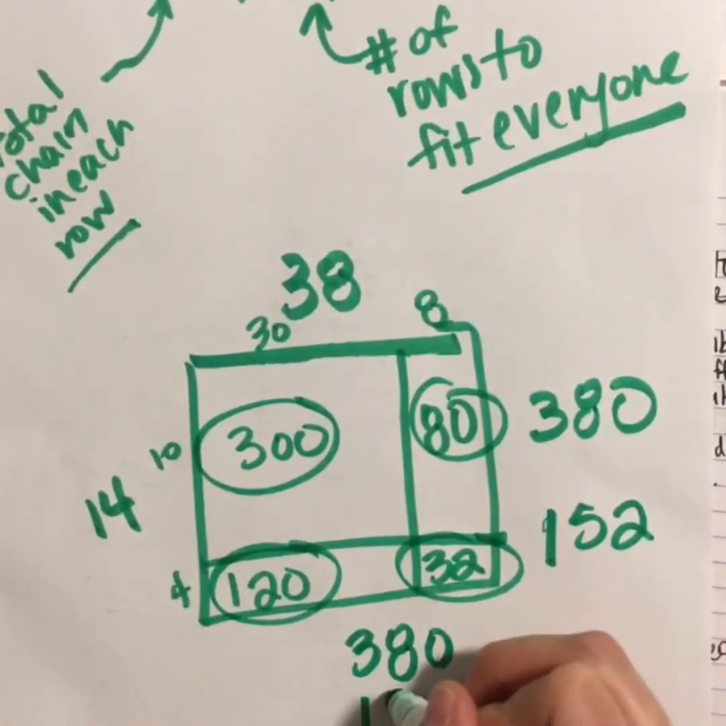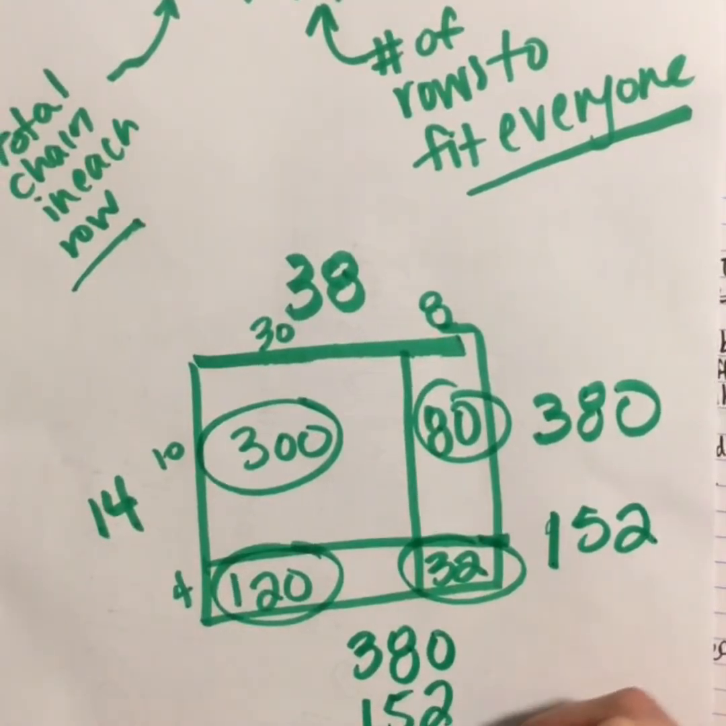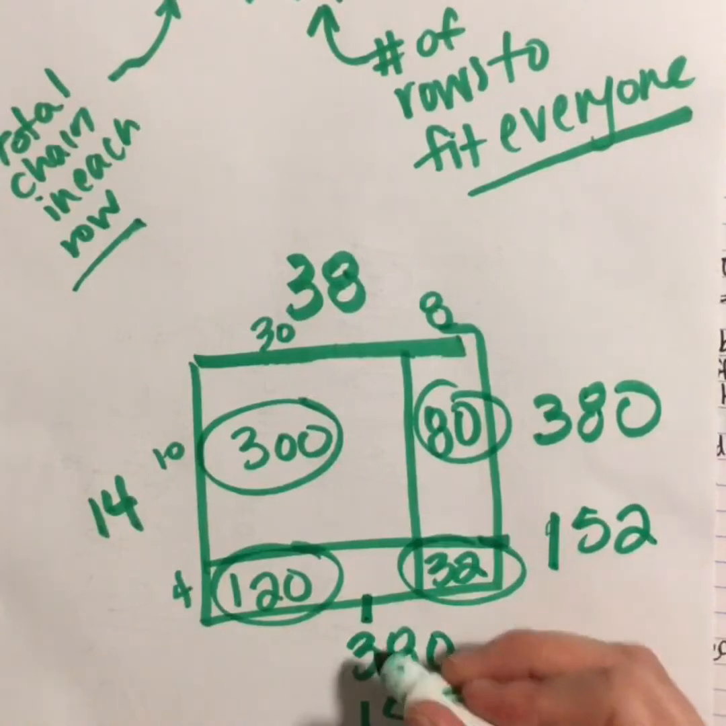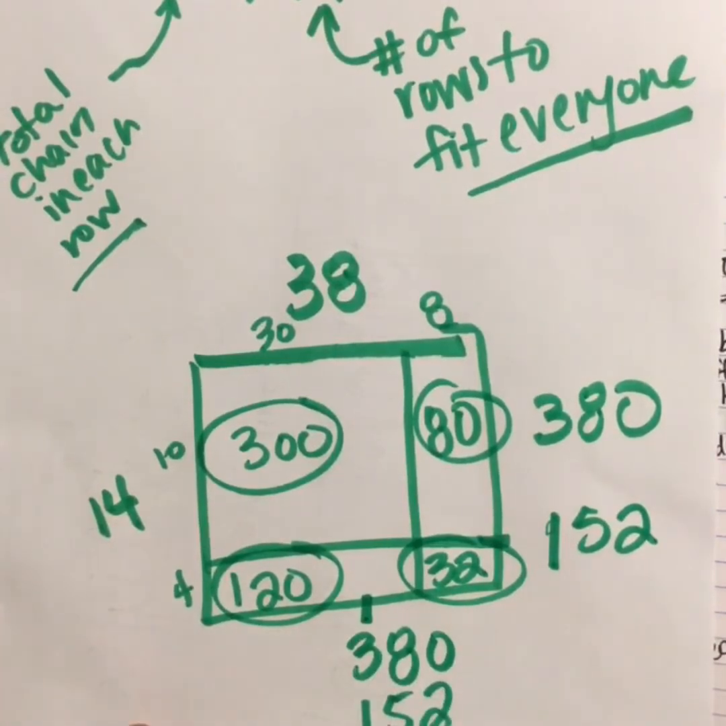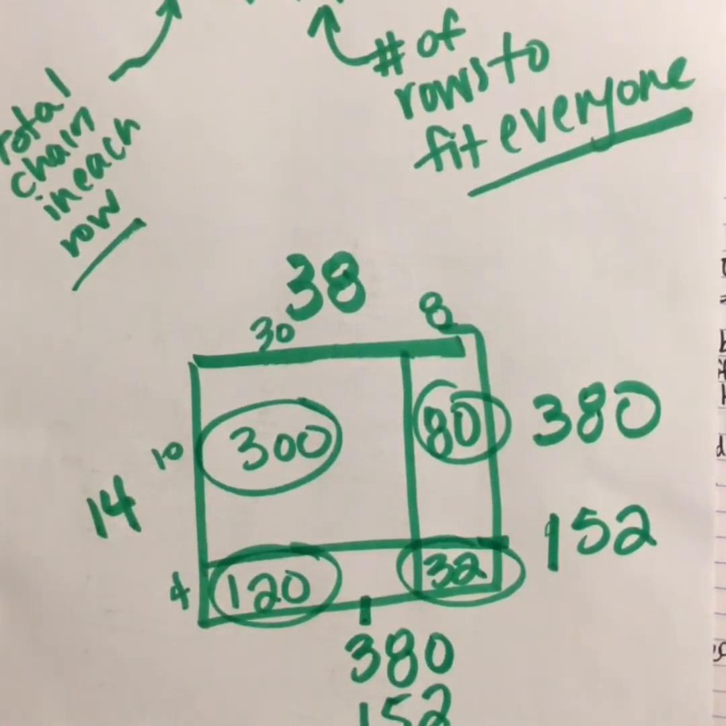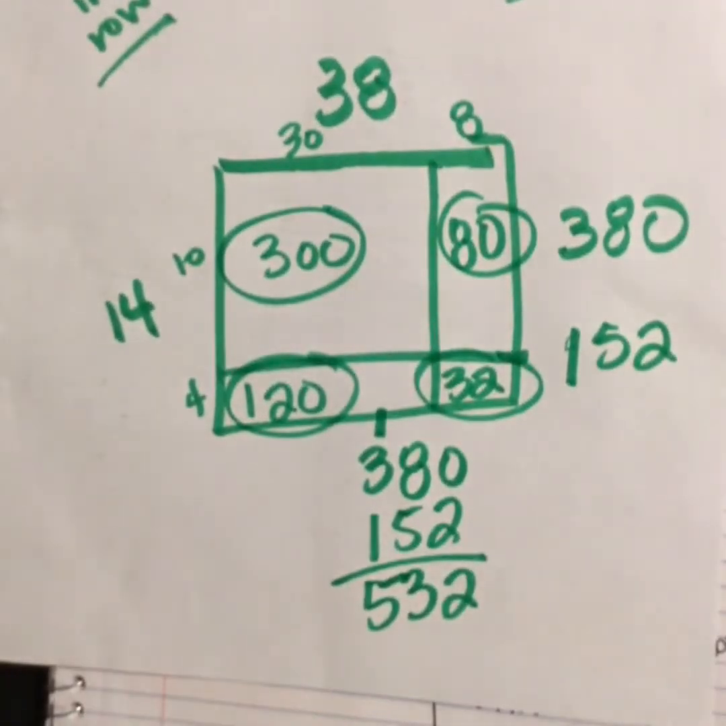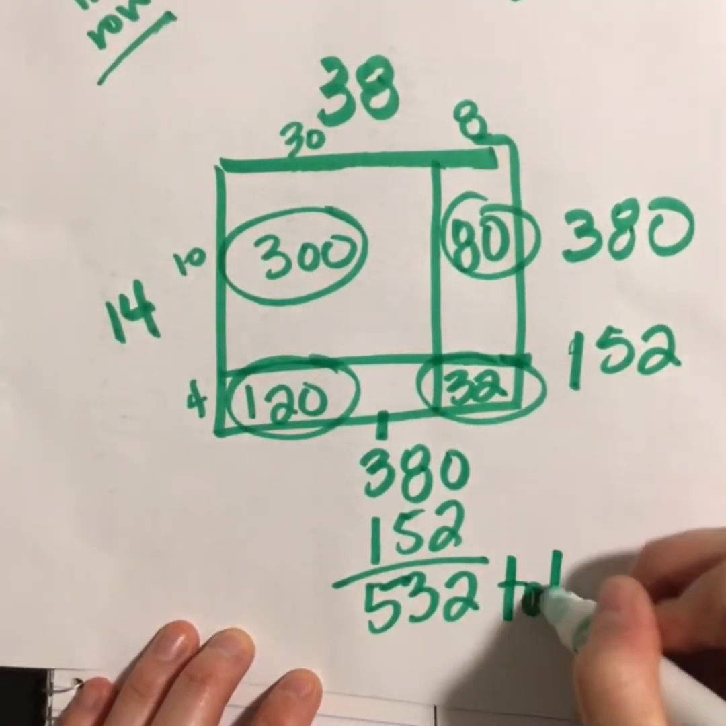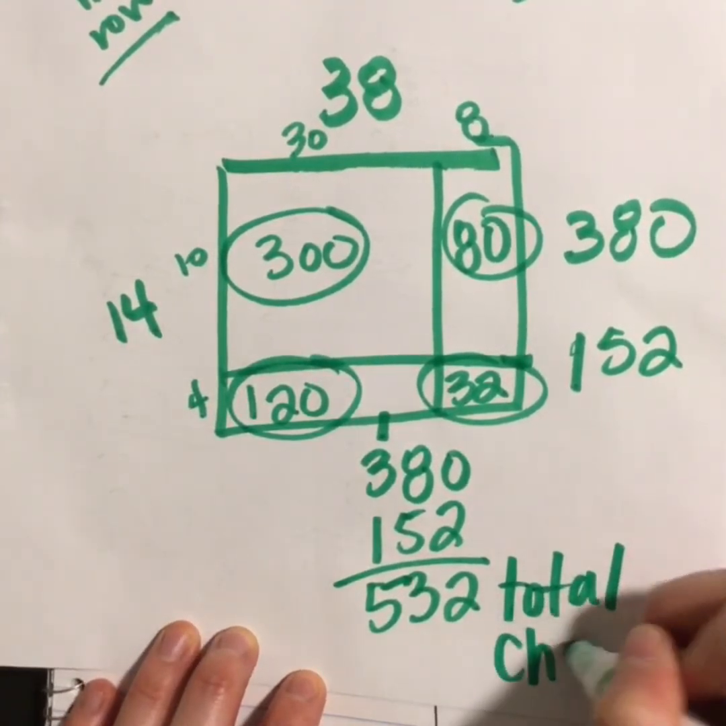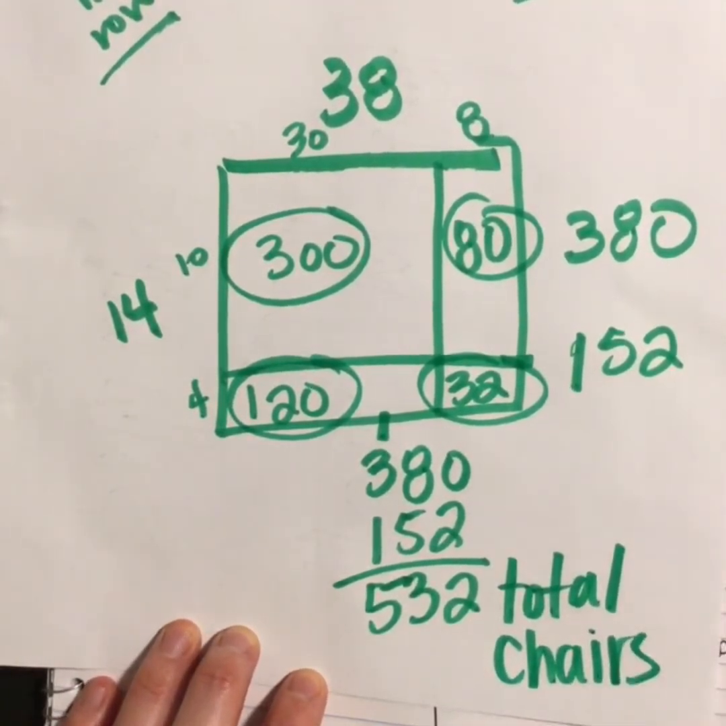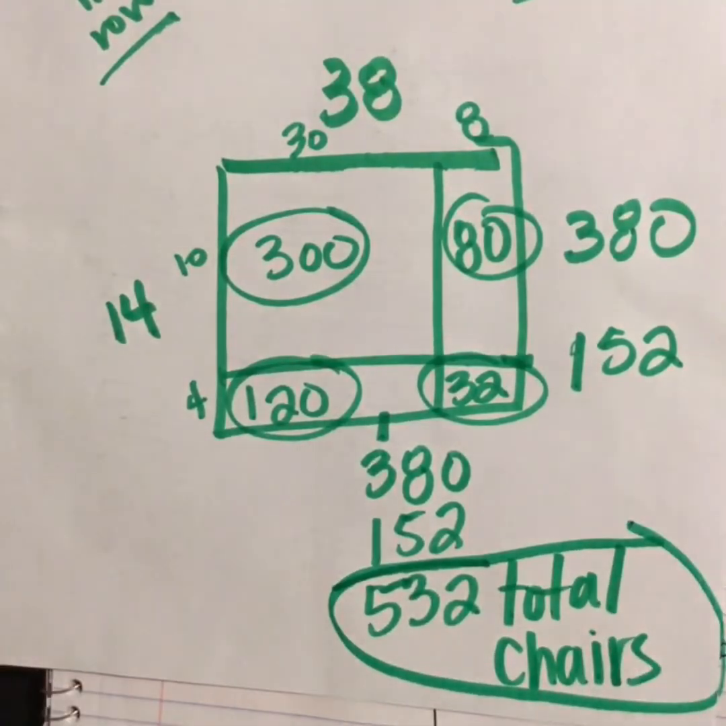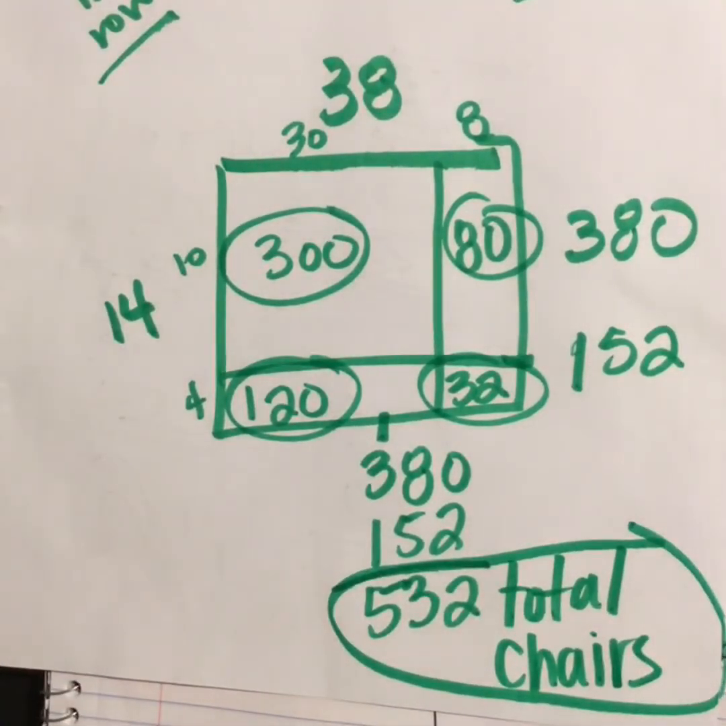380 plus 152, 8 plus 5, 3 plus 2. So I have 532 total chairs. Yikes. I think the Oak Park auditorium sits 532. I think it's probably larger than that. So that's the good news.